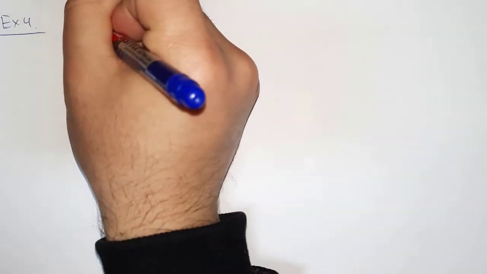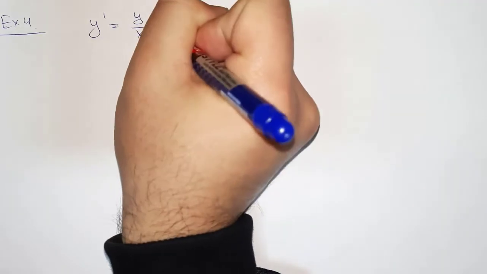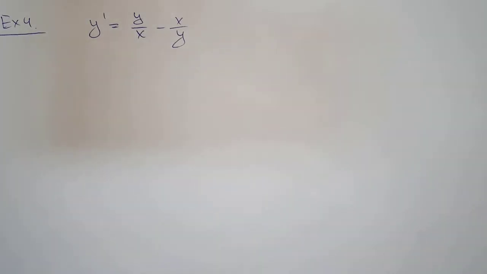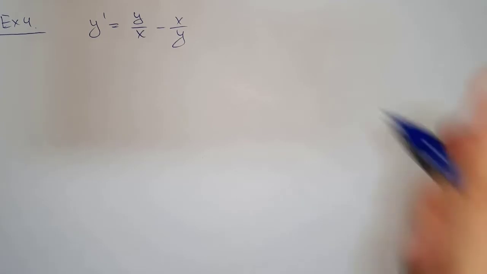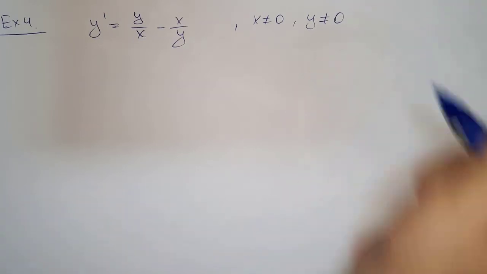Let's do the next example. Solve the differential equation. Example number 4. So here we have y prime. Let's do this one. Y prime is y over x minus x over y. So solve this differential equation. Here, from the right side of our equation, we obtain that x is not equal to 0 and y is not equal to 0.